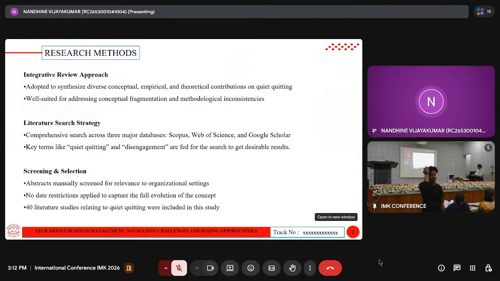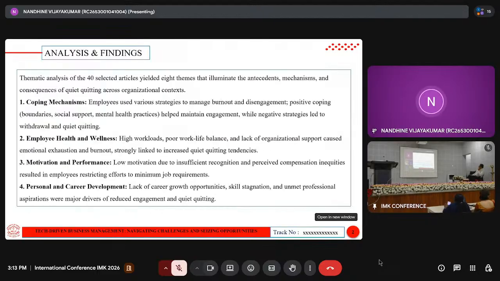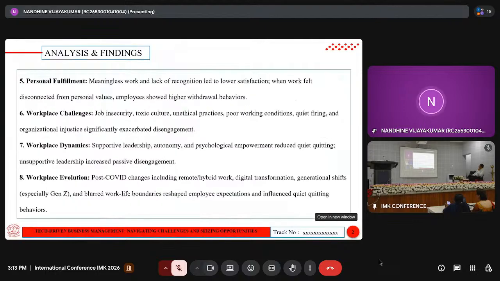There is an integrative review approach, and the literature has been compiled from Google Scholar, Scopus, and Web of Science. There have been 40 papers, and these are the findings. These are the major themes identified: coping mechanisms, employee effectiveness, motivation and performance, personal and career development, personal fulfillment, challenges, workplace dynamics, and workplace evolution.